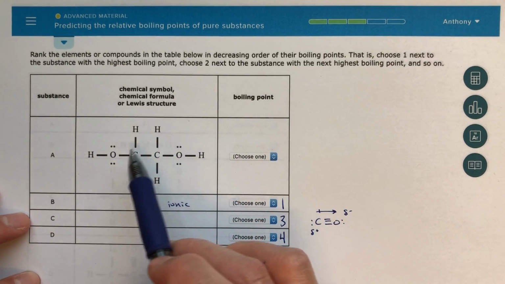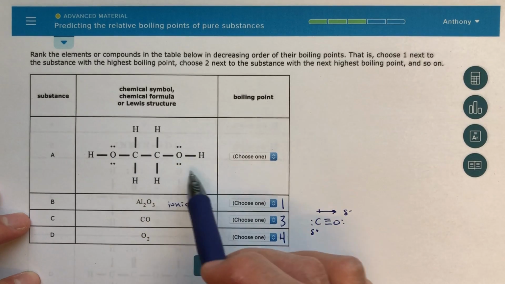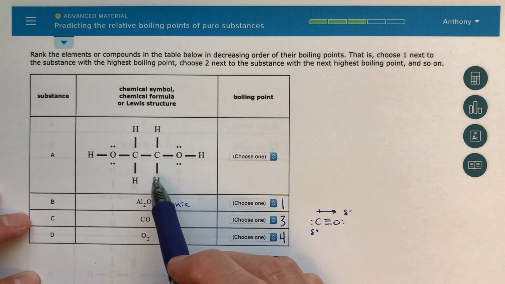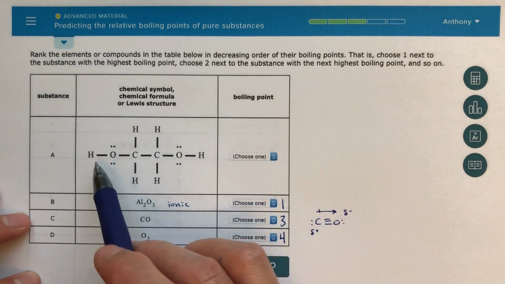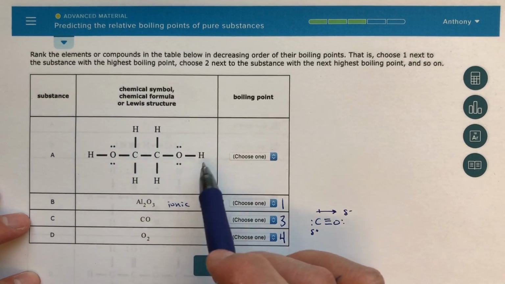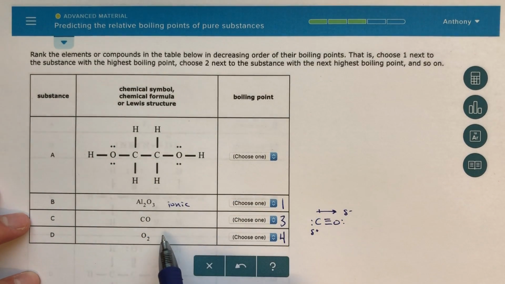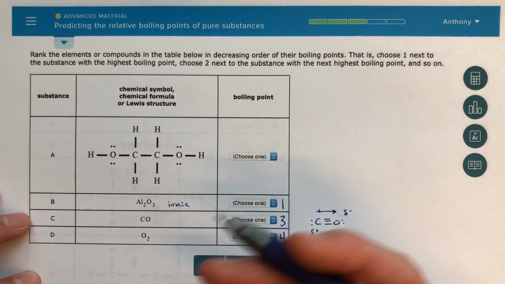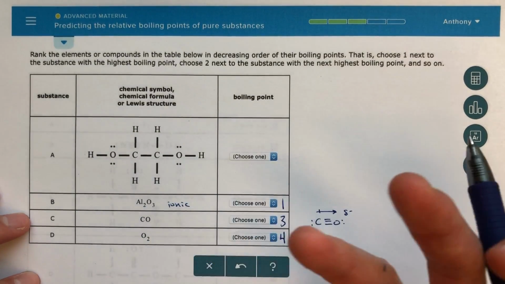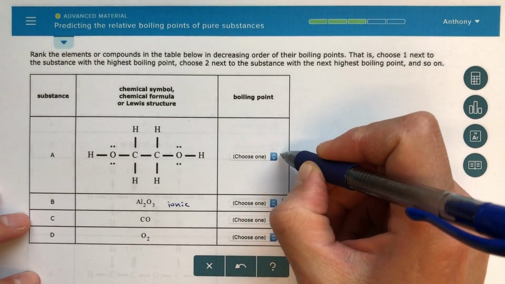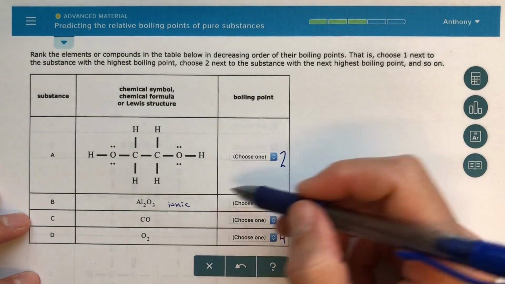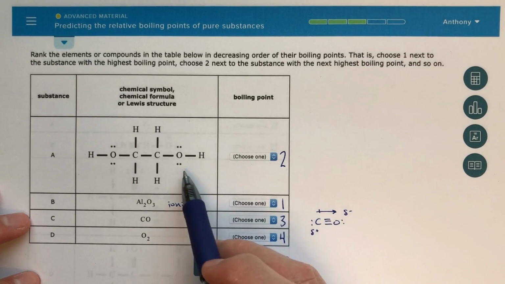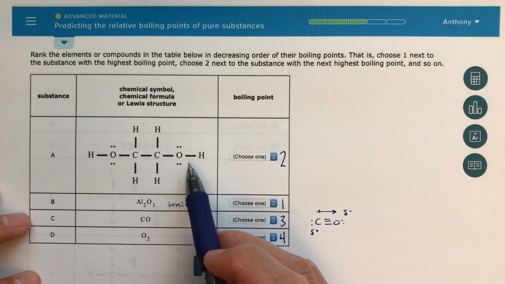Now this one here, C2H6O2, looks like, this is a little bit bigger, right? So just based on the fact that this is bigger than our CO or our O2, tells me that it's going to be more stuck together, right? As it gets bigger, more dispersion forces, therefore more stuck together. So we already know this is going to be 2 based off process of elimination, but I do want to point out that this would be able to form hydrogen bonds with itself.